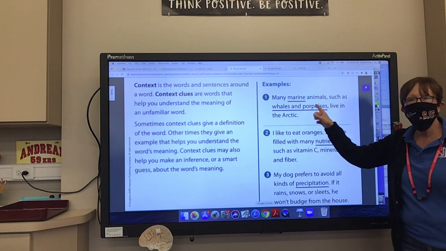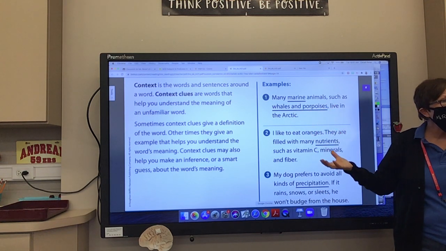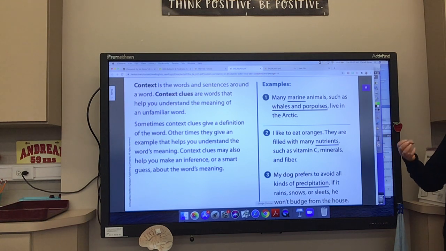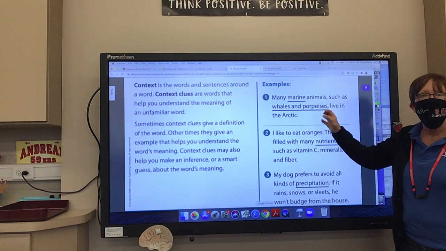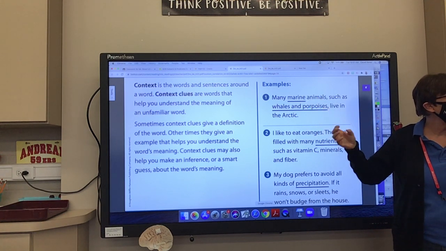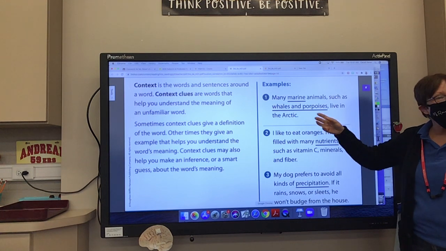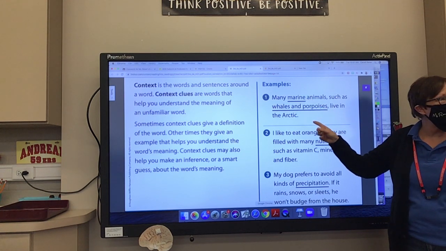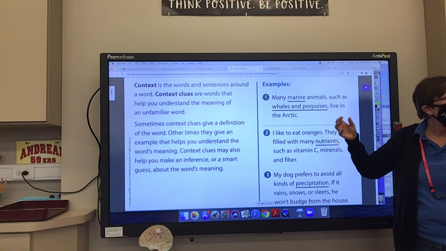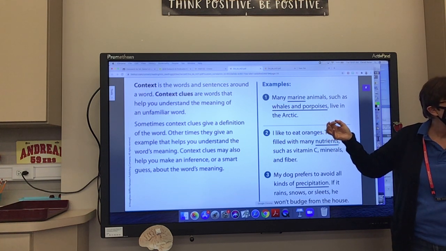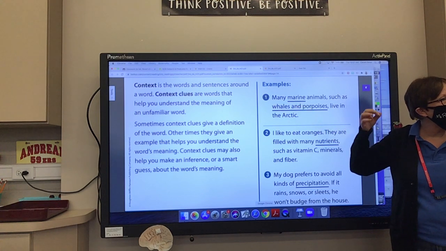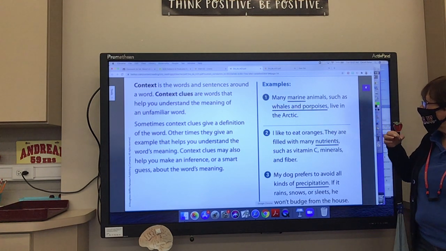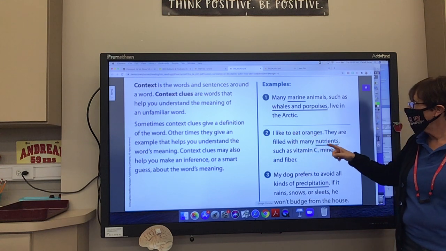I see whales and porpoises. I know that whales and porpoises live in the water. So now I know that marine has to do with the water, the oceans, the seas. So now I have an idea of what marine has to do with. It has to do with the water, the oceans. Now I know what that means. Do you see how you figure that out? Let's look at number 2.